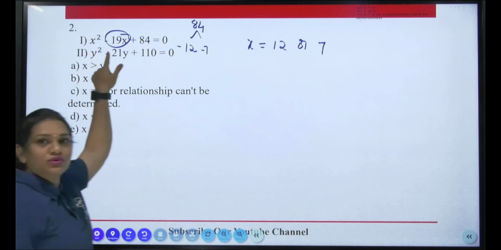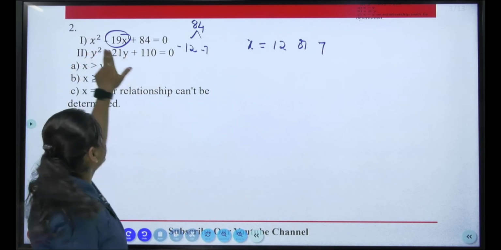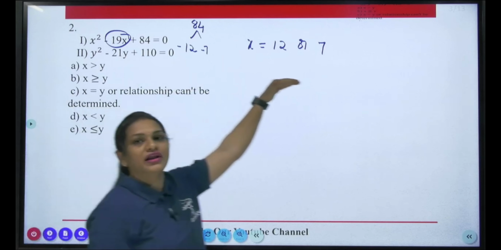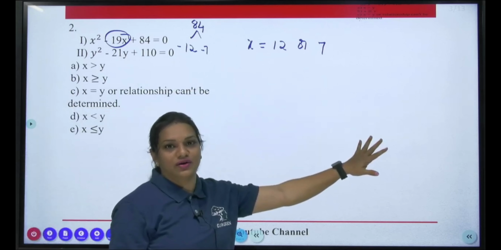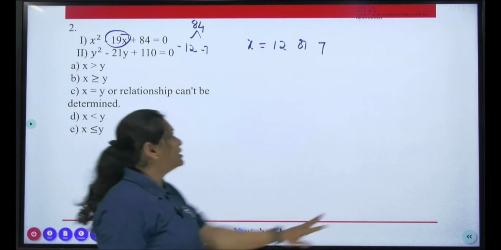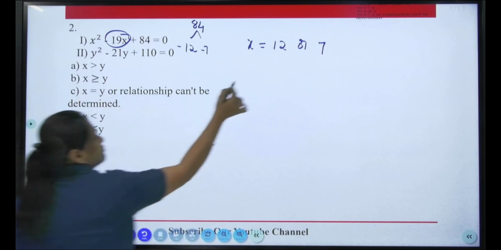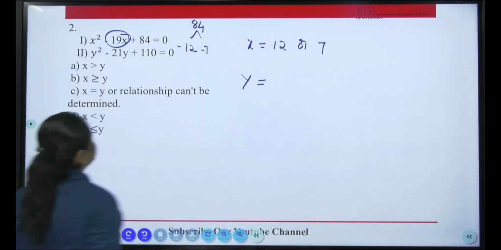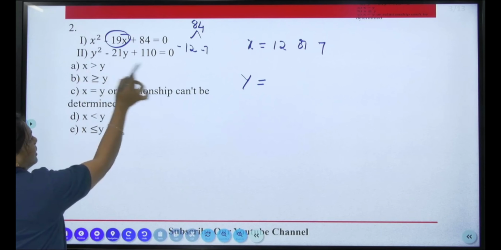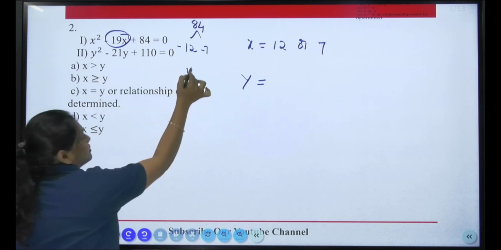For x square, do we have coefficients here? No. As we don't have coefficients here, there is no need of dividing. If there were, then we would have to divide. We need to remember that one thing. Similarly, the roots of y. So y: 110 into 1 will be 110.